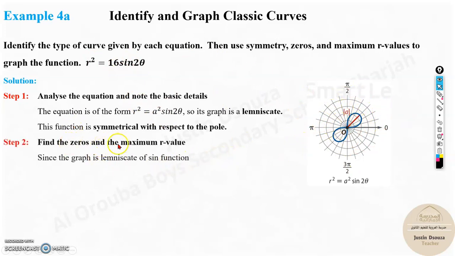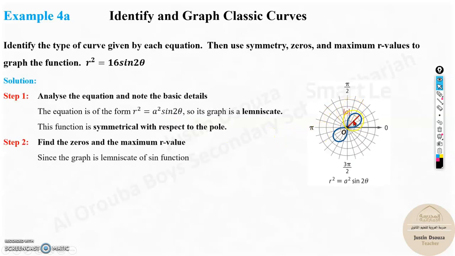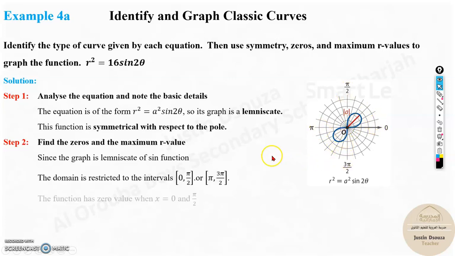Now what about the zeros? This is a sine function, so the domain is restricted. If it was cos, it would have been over here and over here. But this is sine, so it's slanted. The domain is restricted to where? From 0 to pi by 2 and from pi to 3 pi by 2. This is very important whenever it is sine. So this is the possible domain, 0 to pi by 2 and pi to 3 pi by 2. And where does it have zeros? It has zeros at theta equals 0 and pi by 2.